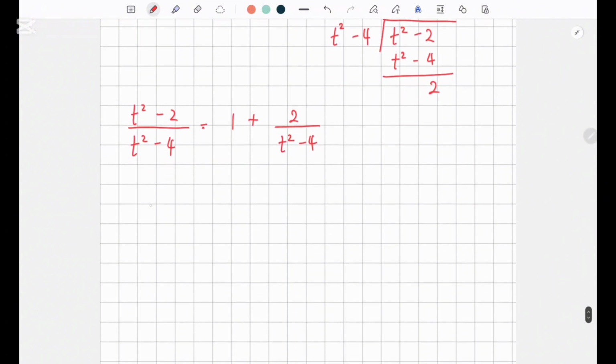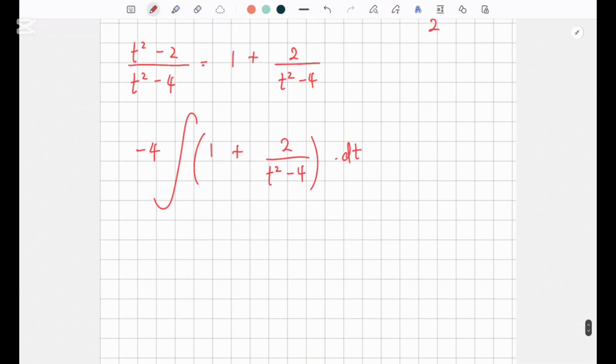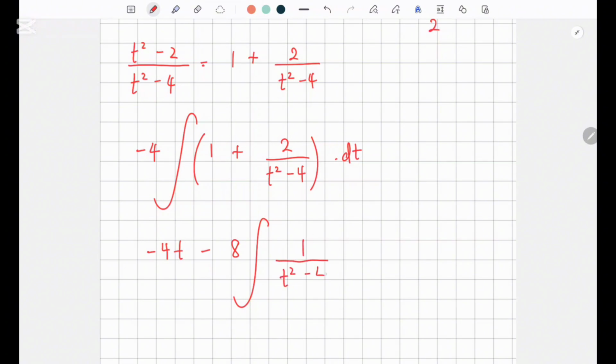So now you have to integrate minus 4 into the integration of 1 plus 2 over t squared minus 4 dt. Okay, now it's easy, right? So what's the integration of 1 in terms of t? That's minus 4t, right? We can leave that aside. Plus, so minus 4 again, because you are expanding the brackets now. Minus 4 into the integration of, so this 2, you can make it 8 now, over 1 over t squared minus 4 dt.